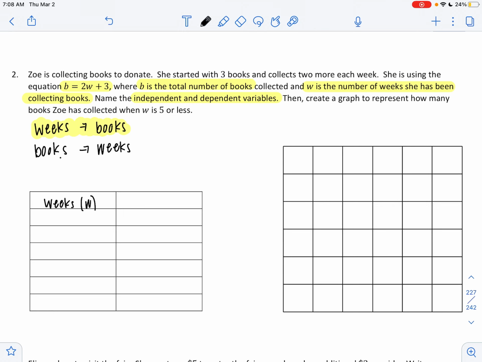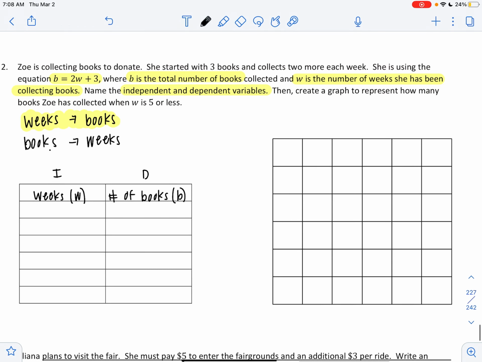W, in the left column of the table. That's the independent variable. And the number of books, B, in the right side of the table. That's the dependent variable. In the graph, you'll want to have weeks at the bottom, and you'll want to have books on the y-axis. You can title your graph something like Books Collected.